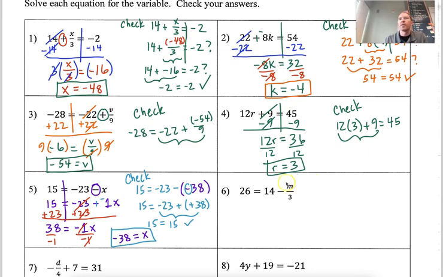All right, let's keep going here. 26 equals 14 minus m over 3. No simplifying. I can't do any simplifying, but I can start canceling. Here, I'm going to do something a little sneaky on this one. I'm going to chop slash this, but I'm going to slash the 3.